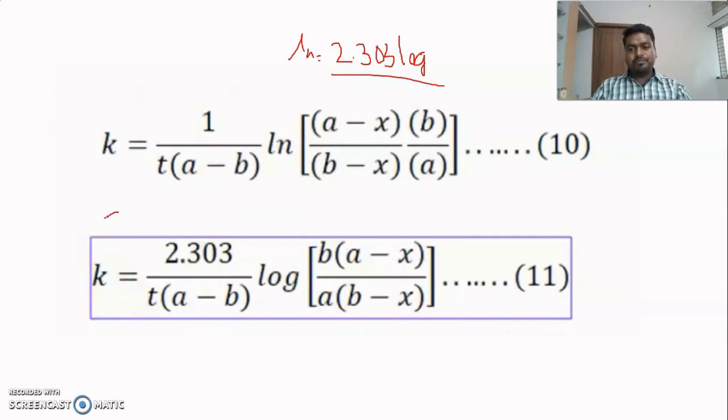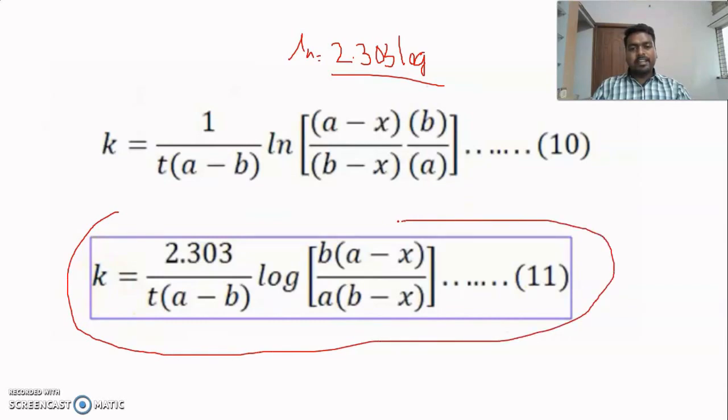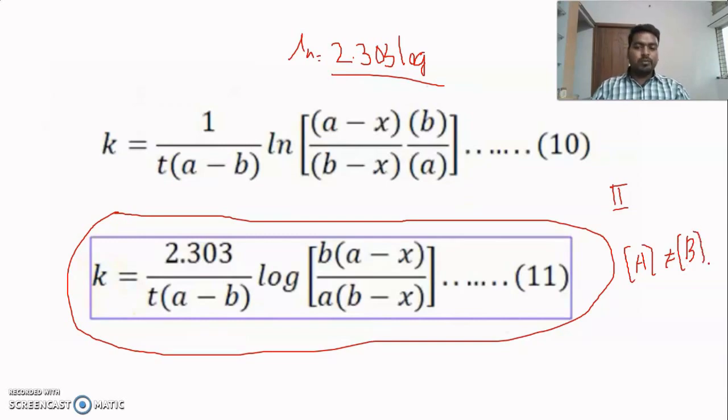This equation is called the integrated rate expression for a second order reaction when the concentration of reactant A is not equal to reactant B. This is a different case. In the previous case, we discussed concentrations of A and B being equal, and we got a different equation. Now the initial concentrations are different, which obviously affects the rate of reaction, so we get a different integrated rate expression.